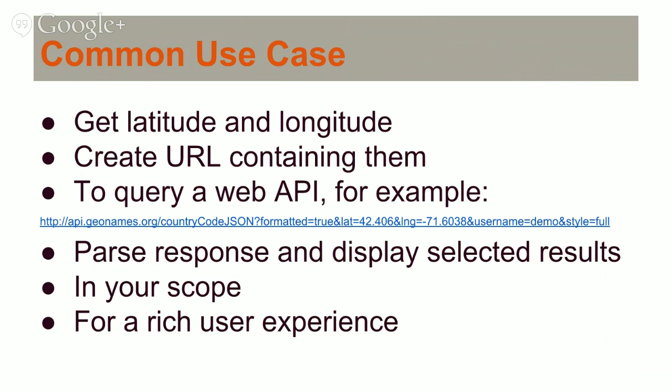So you build up your URL, you send it off, you get a response. This response can be different things. It could be JSON, or it could be XML, or whatever. You parse that response, pull out and display the selected results, the ones you want, in your scope, and there you've got yourself a rich user experience, location awareness. So that's the most common use case.